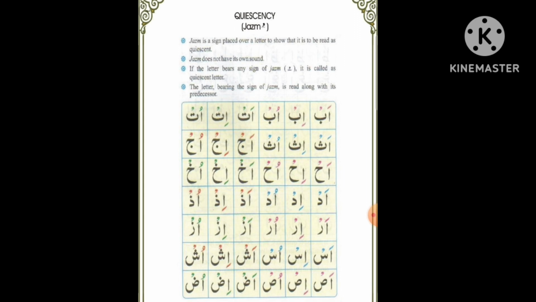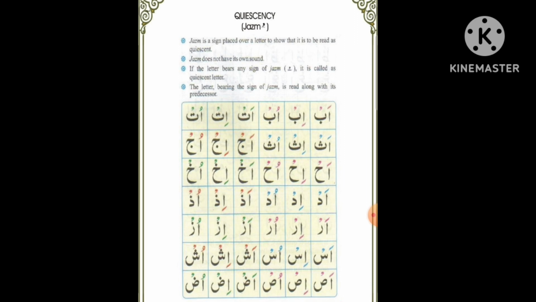Read after me. Bismillahirrahmanirrahim. Alif ba zabar ab. We will join the ba with the alif. Alif ba zabar ab. Alif ba zer. What is alif ba zer? Alif zer is e. We will join the b sound to it. Ib. Alif ba zer ib. Alif ba pesh ub. How do we read without the hijje? Ab. Ib. Ub.